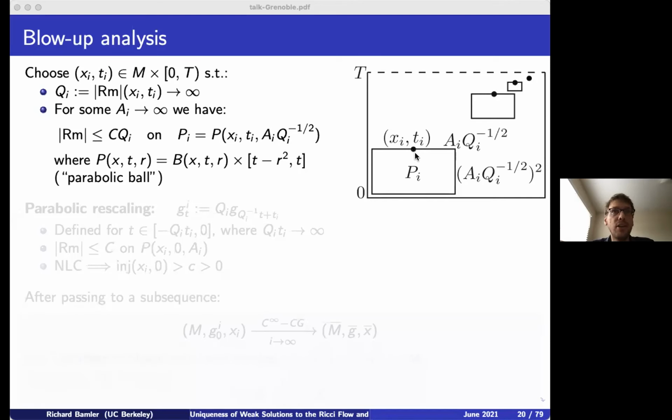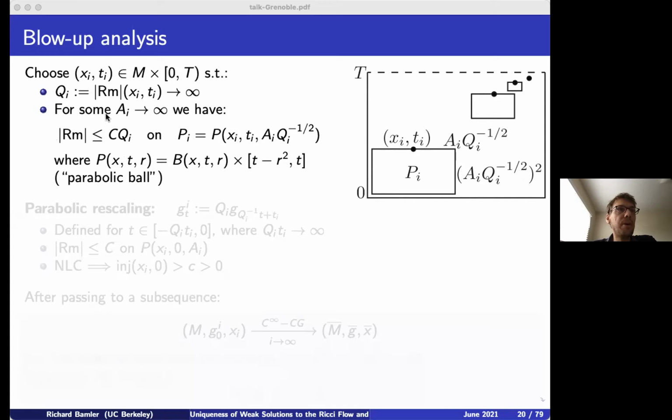So here I've tried to draw this. This rectangle here would be a parabolic neighborhood. So I take the ball around xi, ti of this radius, and then I go backwards in time by the square of this radius. Okay? So this is a parabolic neighborhood, and I draw this around every point. So what does this condition mean essentially?